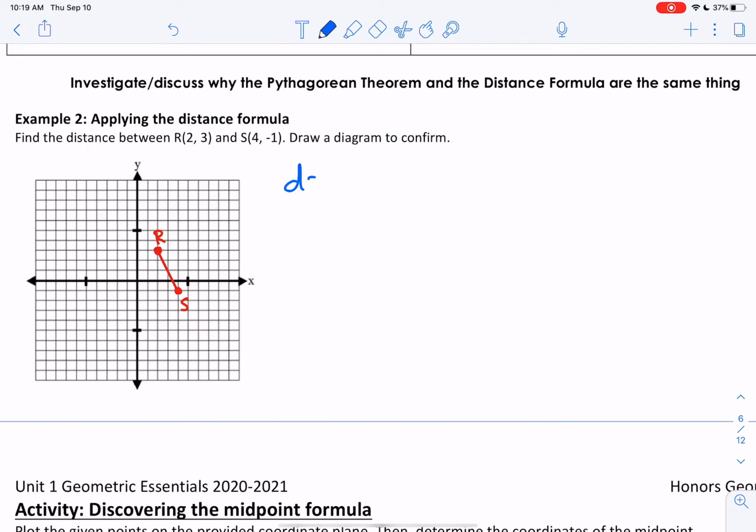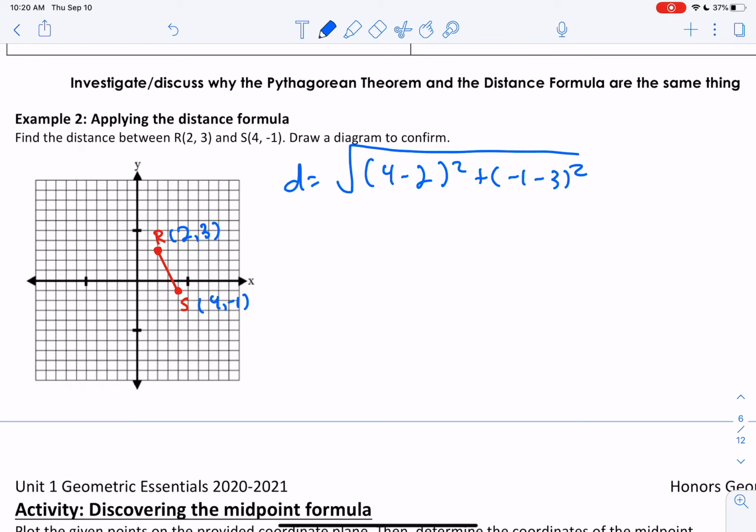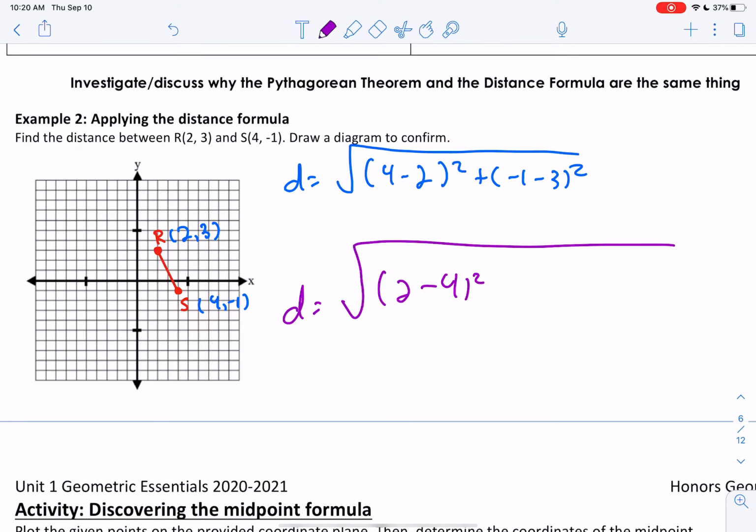All right, so I am finding the distance between these 2 points. I have decided that I'm going to call R point 1, and I'm going to call S point 2. So when I plug this in, I'm going to go x2 minus x1, so 4 minus 2 squared plus -1 minus 3 squared. Now here's the deal. If you instead wrote down 2 minus 4 squared plus -3 minus -1 squared, that's totally fine.